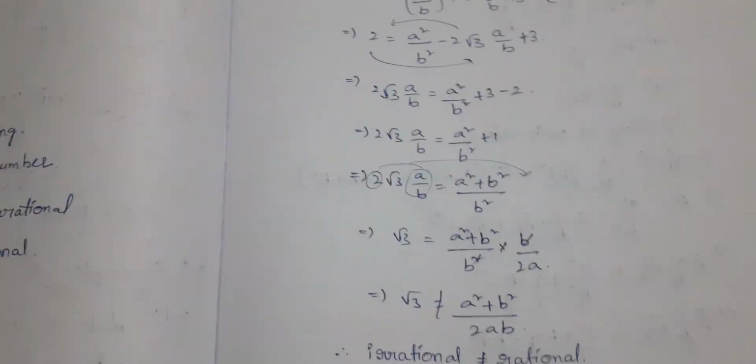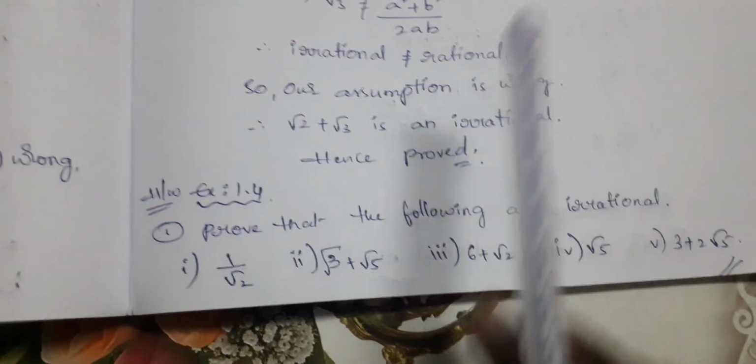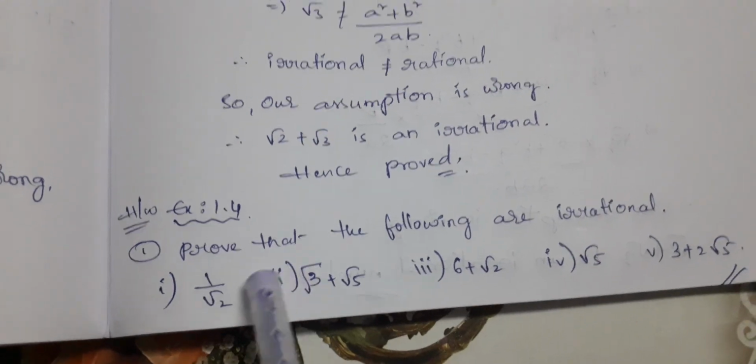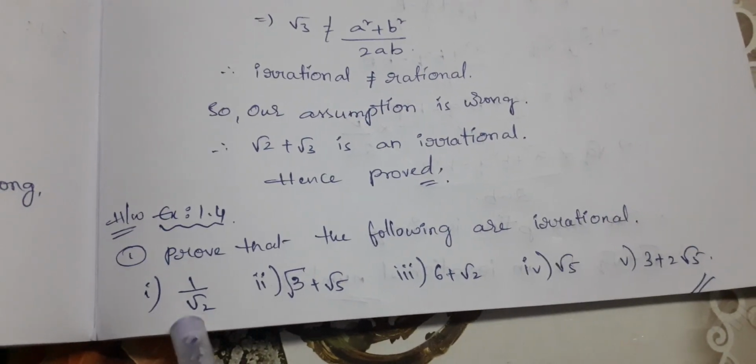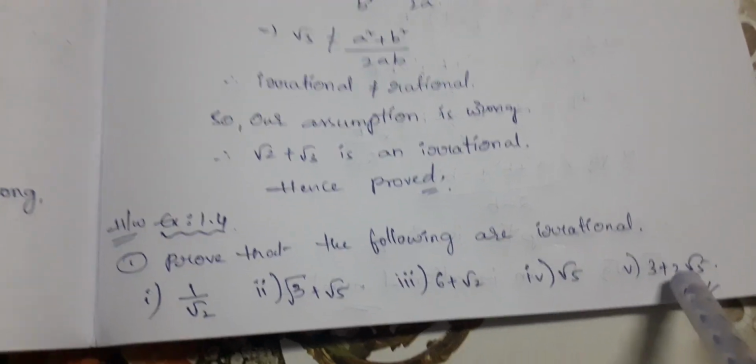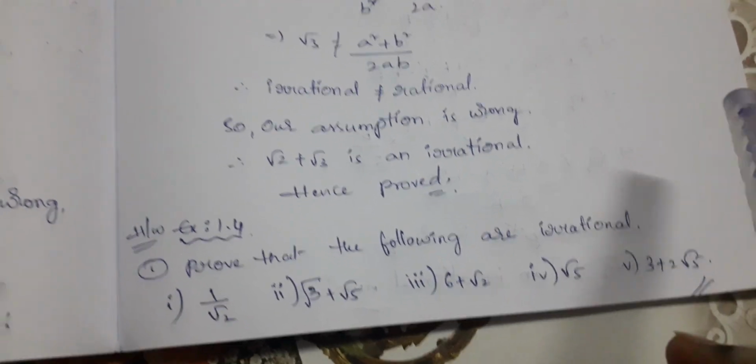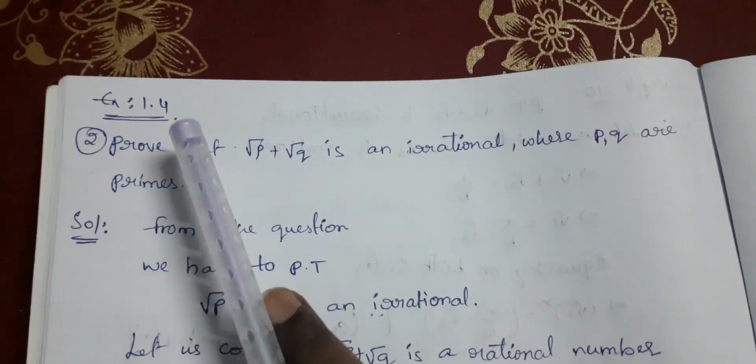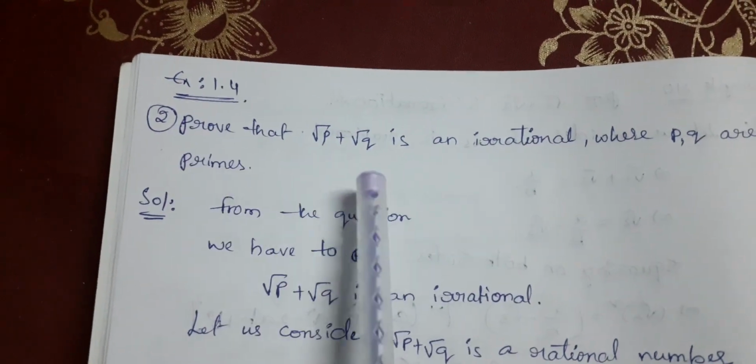Okay, depending on the examples, I am giving homework problems from exercise 1.4. Prove that the following are irrational: 1 by root 2, root 3 plus root 5, 6 plus root 2, root 5, and 3 plus 2 root 5. Okay, do it carefully.